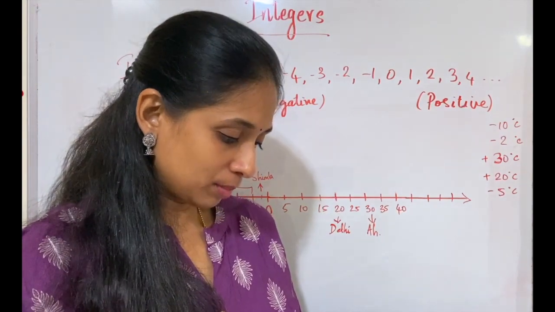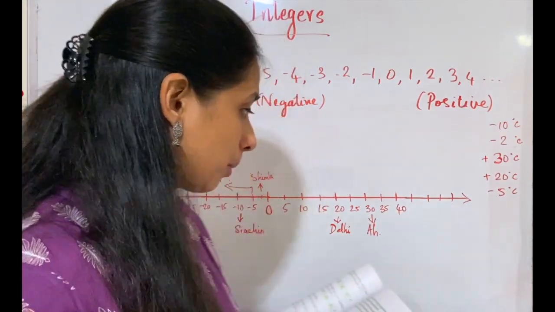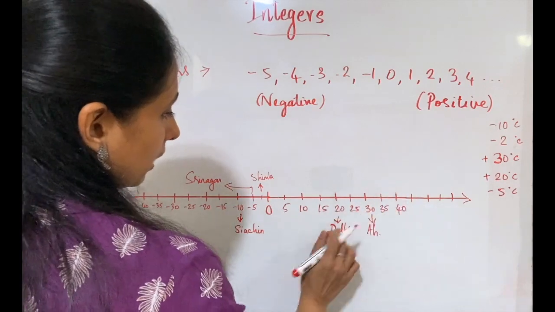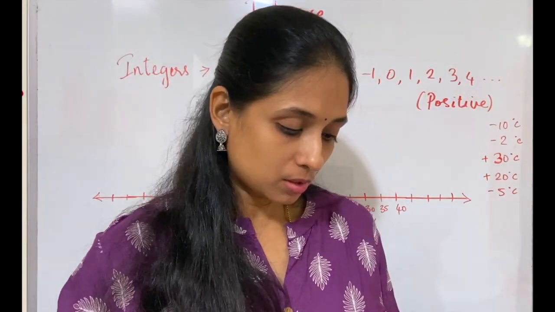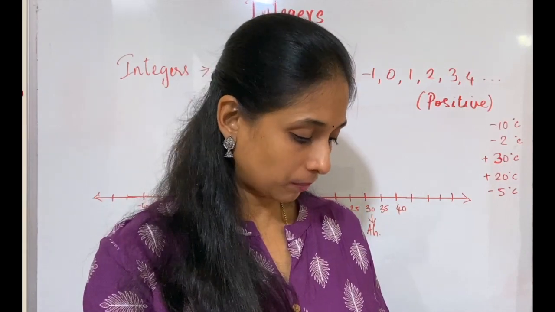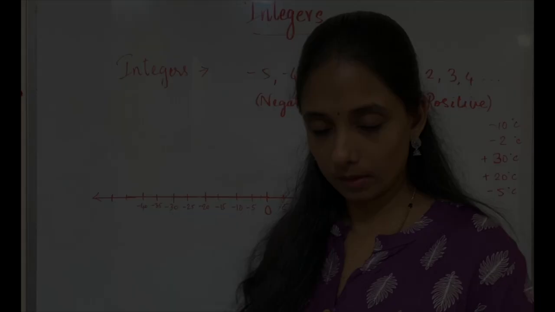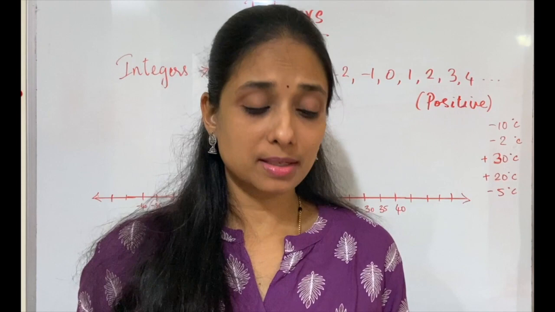Write the names of the places where temperatures are above 10 degrees. So above 10 degrees we have only 2 places, Delhi and Ahmedabad have temperatures more than 10 degrees C. Okay, so this is the answer. Let's move on to the sixth problem.